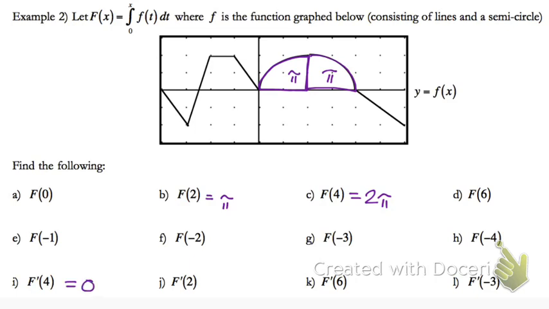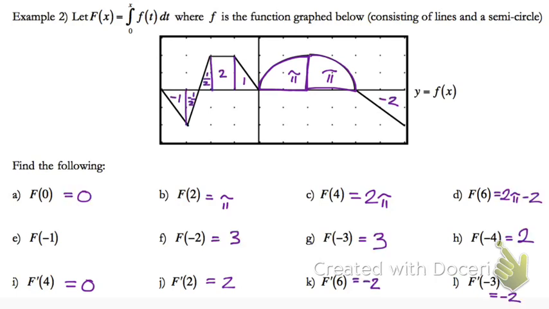Let's try one more. F prime of 2. This function is the derivative of capital F of x. Therefore, to look at F prime of 2, I would come over here to 1, 2, and then look for where the function is. It's up here at 2. So F prime of 2 is equal to 2. All right, please pause the video so that you guys can try and fill in the rest of the ones that we haven't done together. I'll put the answers up here, and you can check your work.